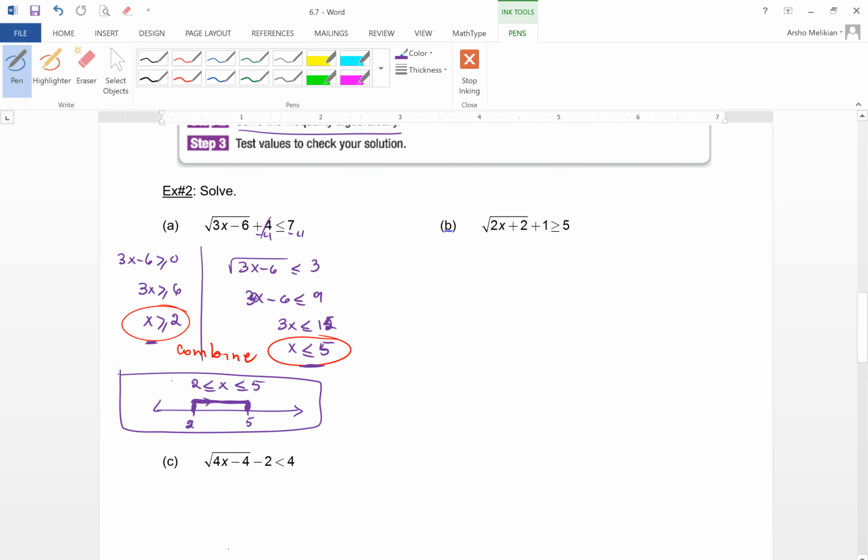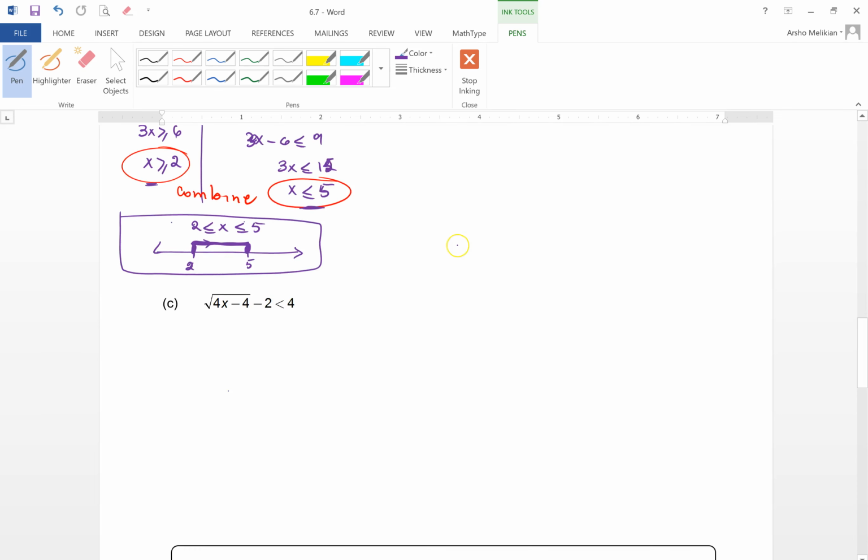All right? So because it's a square root in the inequality, you have an upper limit and a lower limit to your inequality because you're also bound by a second condition that the stuff inside the radicand can never be negative. All right, so let's do one more.